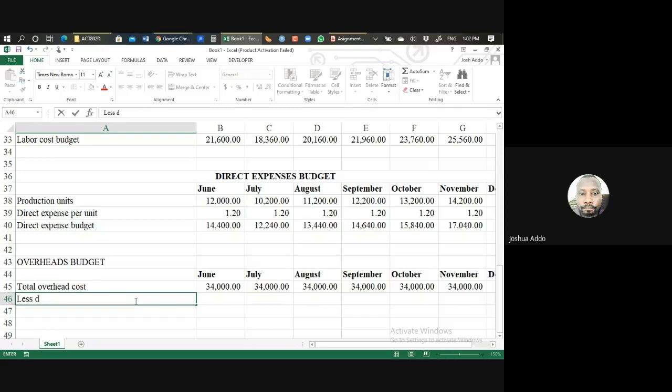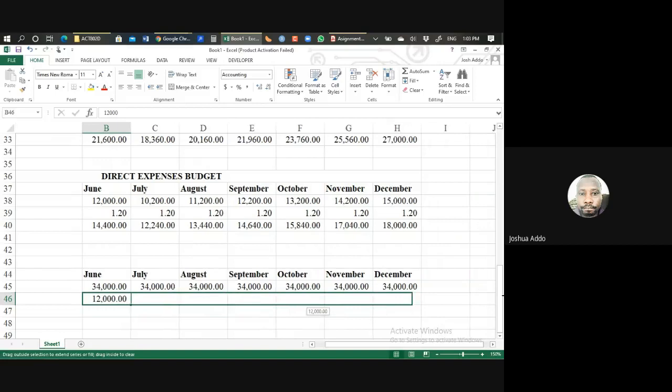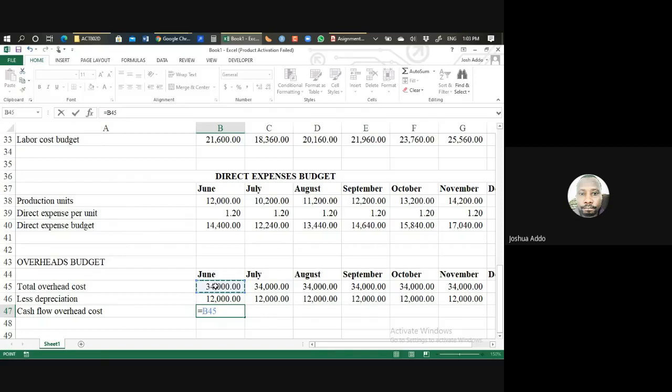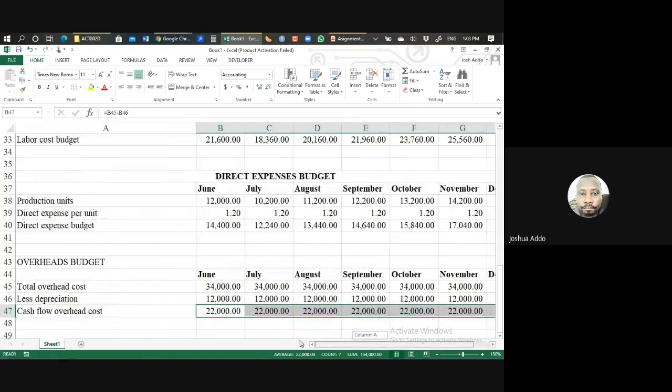So we want to split the notional cost from the cash flow cost. So less depreciation of 12,000 a month. I'll call the residual amount cash flow overhead cost. That's how I'm choosing to call it. You can call it any meaningful name. So it's equal to this minus this. Okay, so we are done with our overhead budgets.